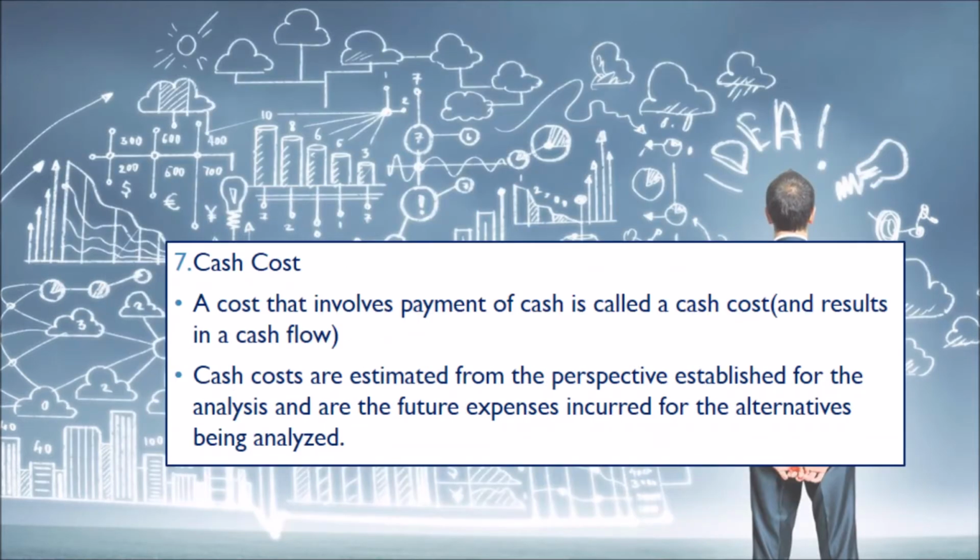Next, we have cash cost. A cost that involves a payment of cash is called a cash cost. Cash costs are estimated from the perspective established for the analysis and are the future expenses incurred for the alternatives being analyzed.